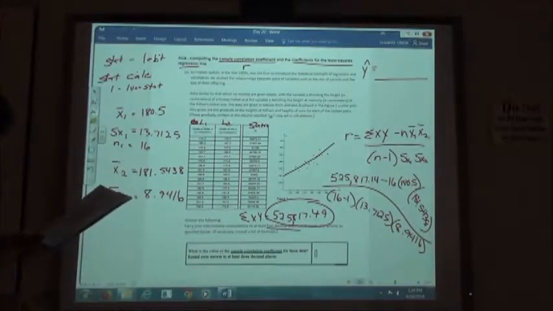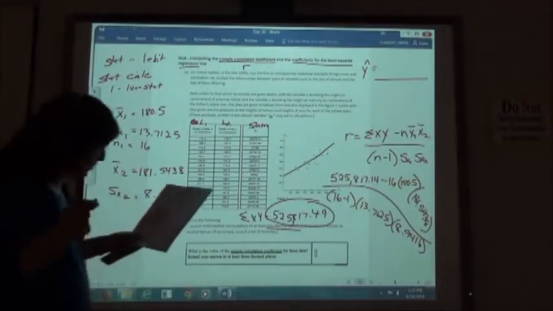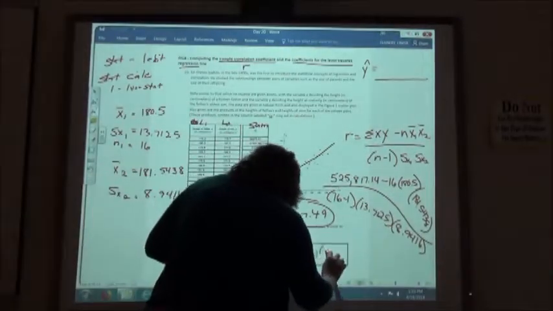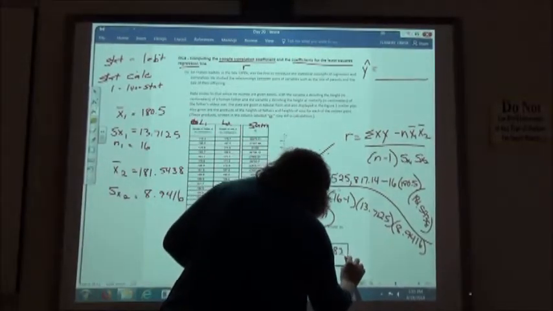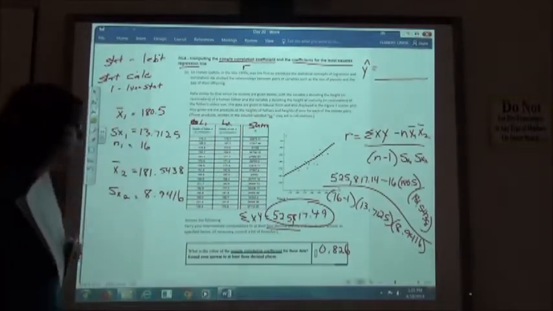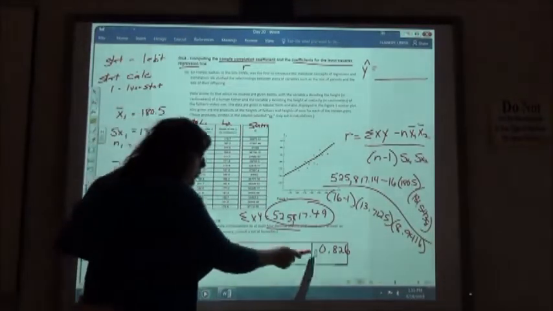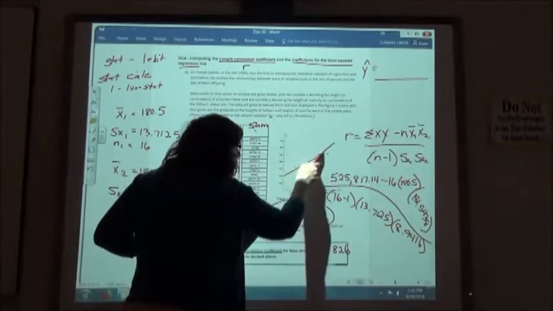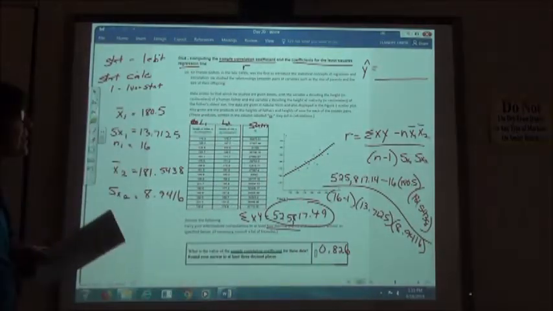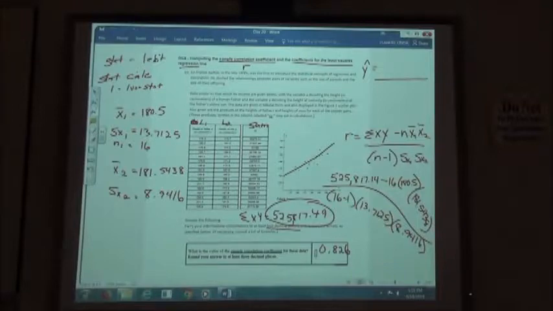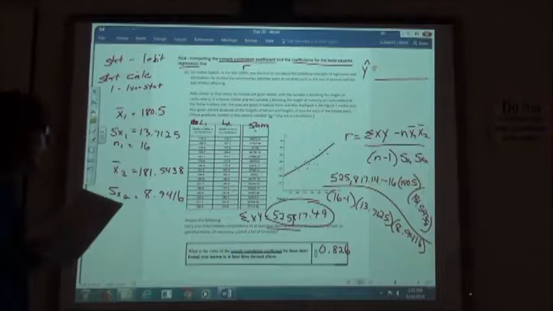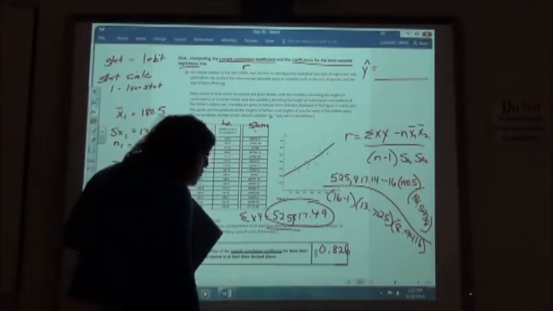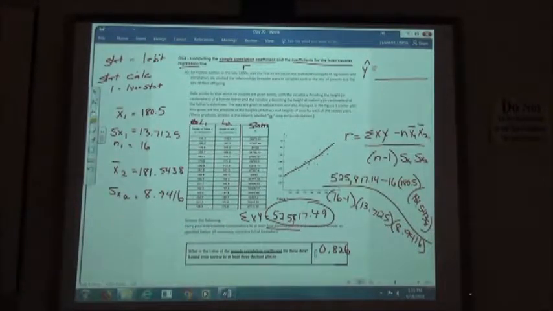When you work that out, you are going to go to 3 decimal places. Again, I may have rounded off a little differently than you, but you should be close to 0.826. The closer you are to 1, the closer you are to having all those dots line up in a nice straight line. You can see that they're not quite on the line, but they are pretty close in my positive direction. So 0.826 is the value of R.